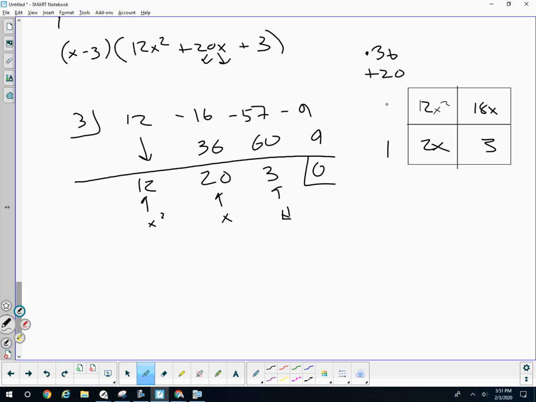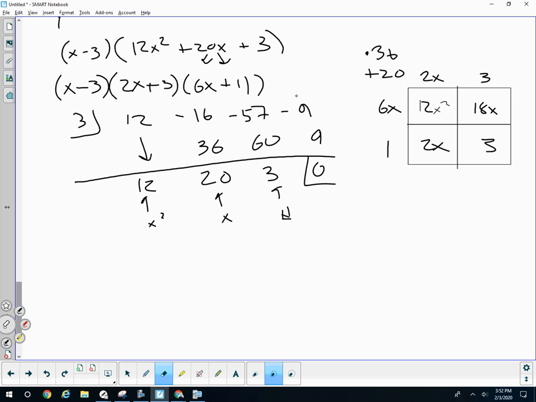I got a 1. I got a 4. Nope. 3x. I got a 2x. I got a 3. It would be 6x. Nice. Mr. Clark. See, 6x, 2x, 12x squared. 6x, 3, 18x. 2x and 1. 2x, 3 and 1, 3. I get x minus 3, 2x plus 3, 6x plus 1. That, my friends, will now lead me to my answers.